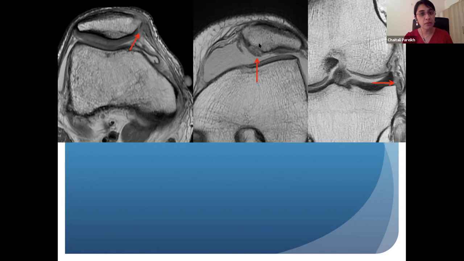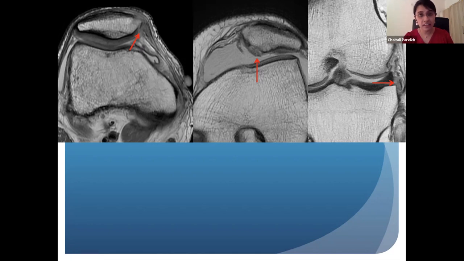For that, it is important that you tell the orthopod where exactly the osteochondral fragment is. So whenever you see such cases, such a particular picture, please look at all the planes and try to find that osteochondral fragment. So here you can see this is the same patient, coronal image, and this osteochondral fragment was actually lying in the inferior medial gutter. So you need to look out for such things.